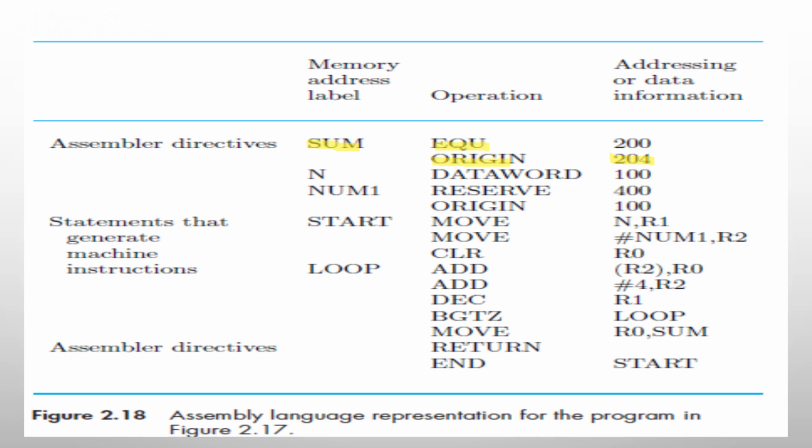If there is one data item, one location is sufficient. Since we have to add n numbers, we need to specify the length of the data block. So next comes the data word. The assembler directive data word tells the assembler to load the value n, that is n is equal to 100. So for data word, the length is n equal to 100.